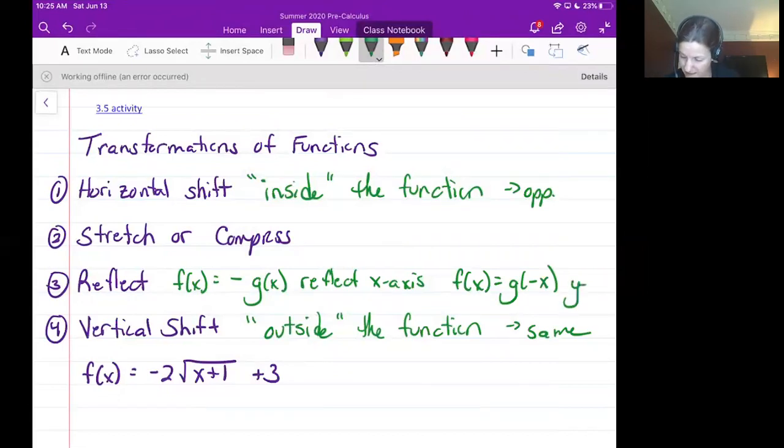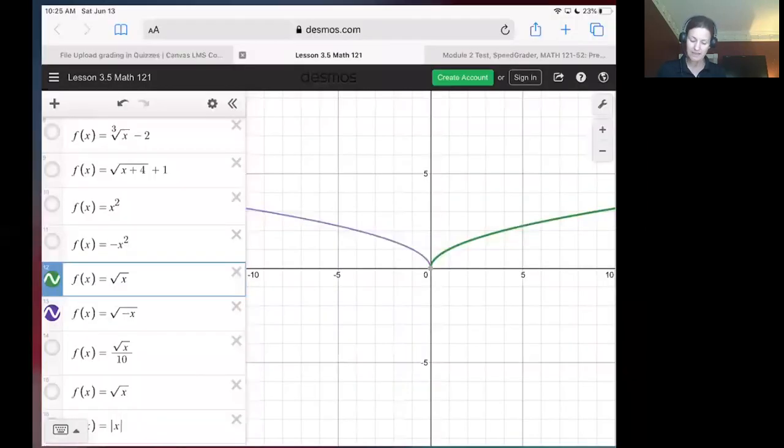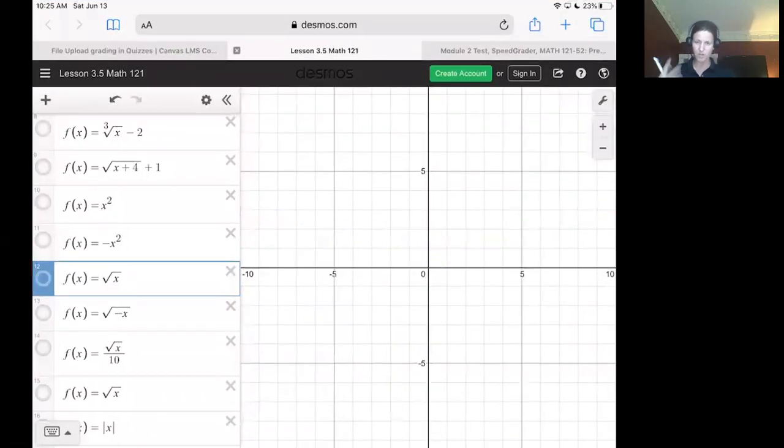it reflects the y-axis. So let's go back to our Desmos here, and you can play with those some. You can put any graph you want in here and see what happens inside and out.